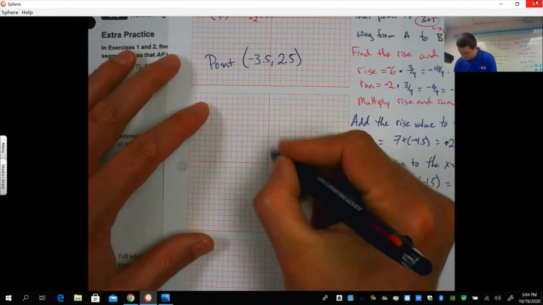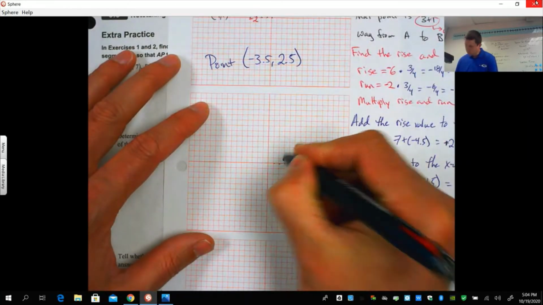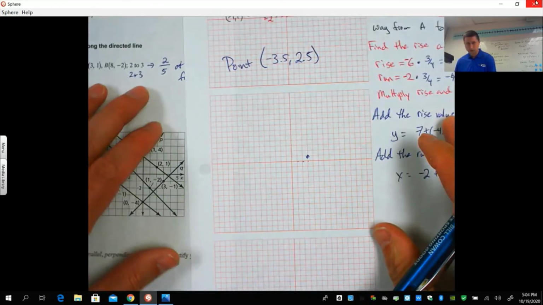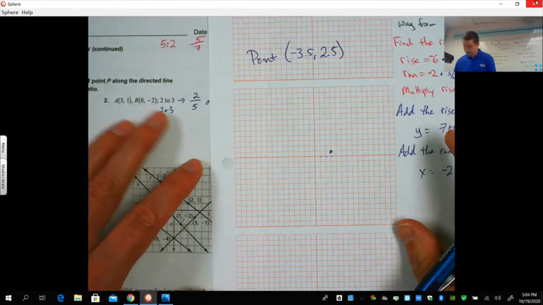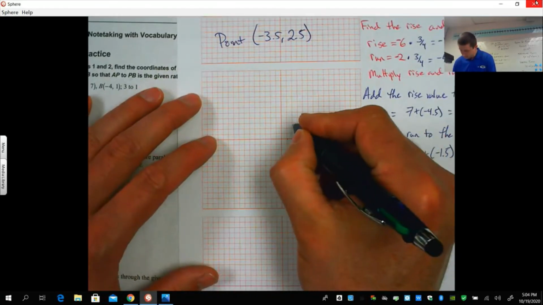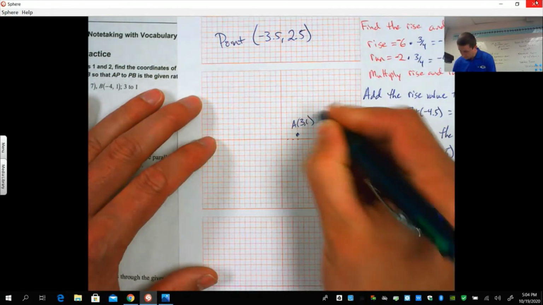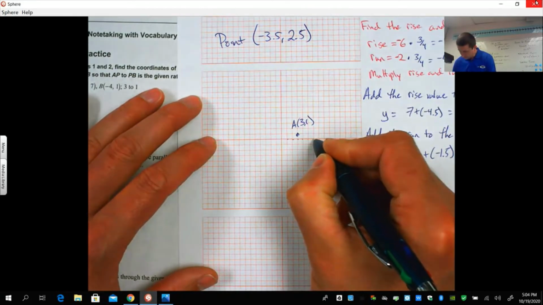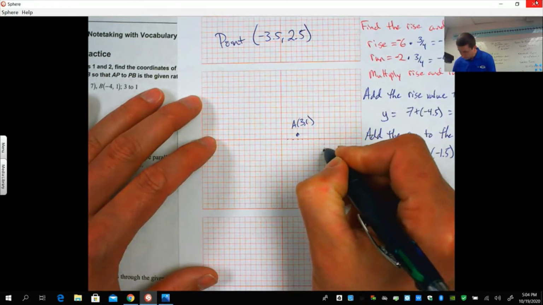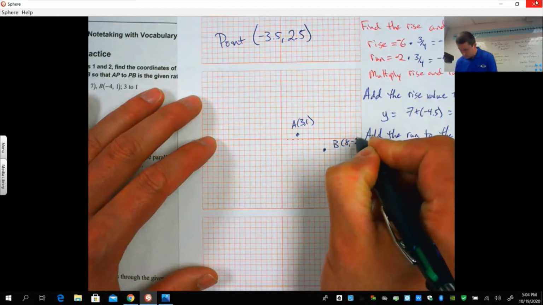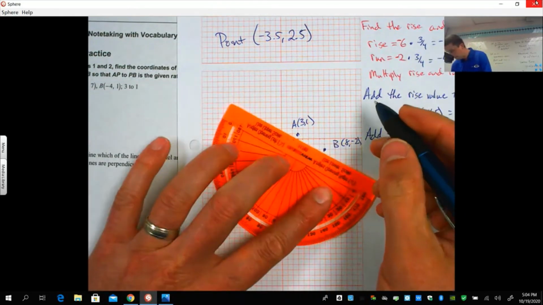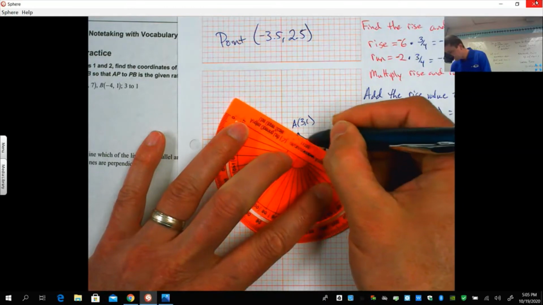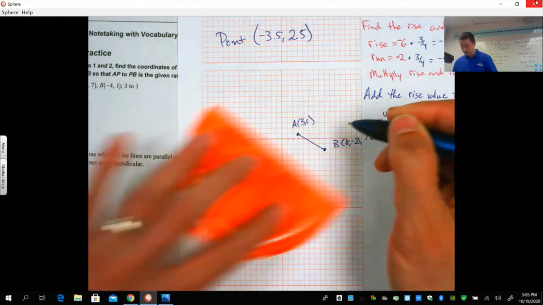So again, I'm going to plot this out. A is 3, 1. 1, 2, 3, 1. You can do all this just with the numbers. I think the graph is helpful. B is 8, negative 2. So A is 3, 1. 4, 5, 6, 7, 8, 1, 2. B is 8, negative 2. So you want to be along that line by a ratio of 2/5.